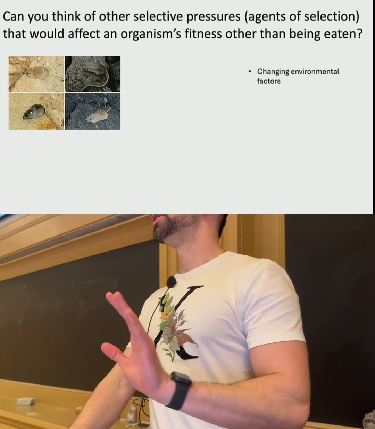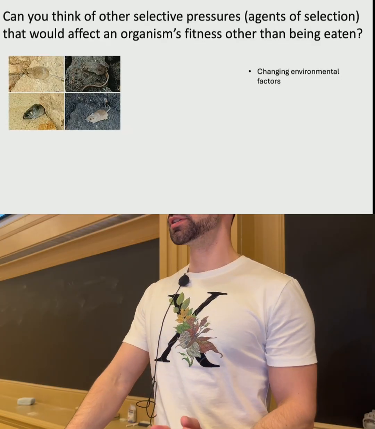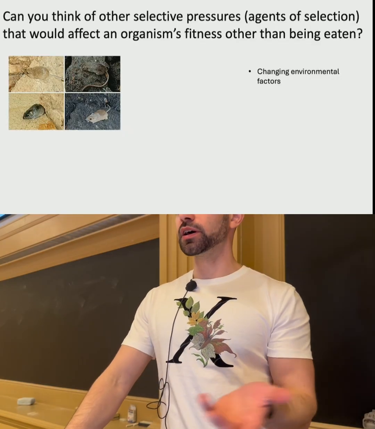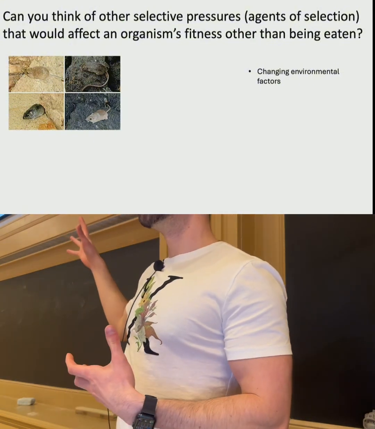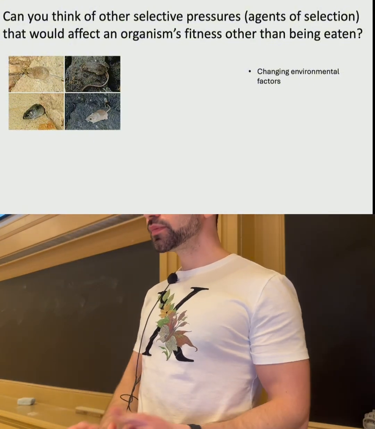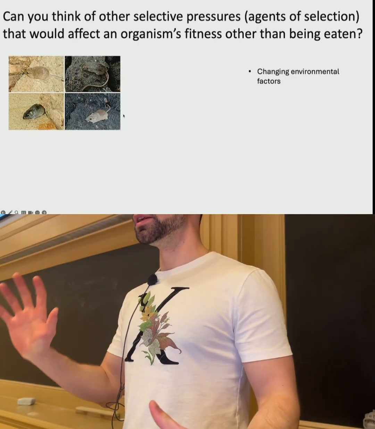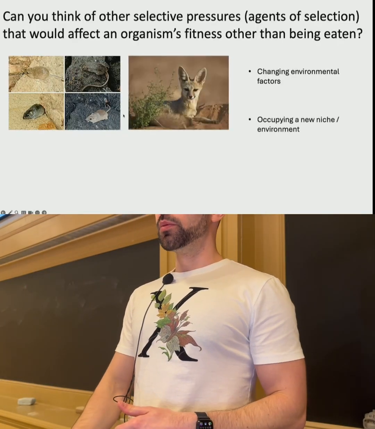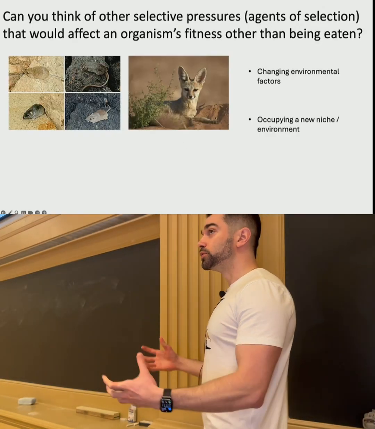And this isn't an exhaustive list by any means. I'm sure you can think of many agents of selection. But someone said changing environmental factors. So an example of this would be the pocket mouse that we saw the other day. If the background environment changes, the allele frequency can shift. We're going to talk about this guy in a second, but occupying a new niche.